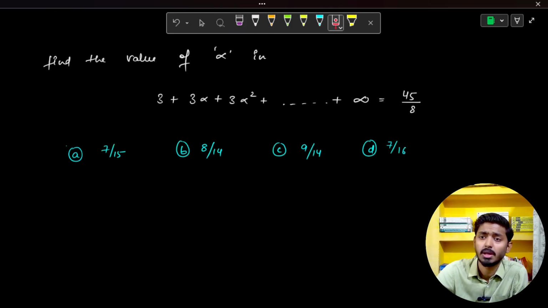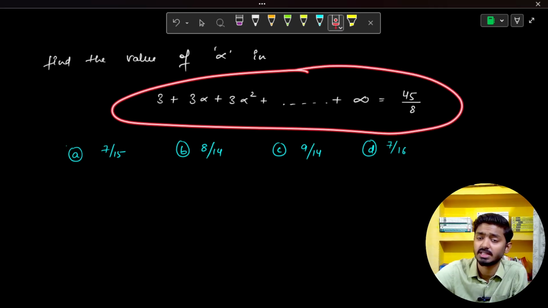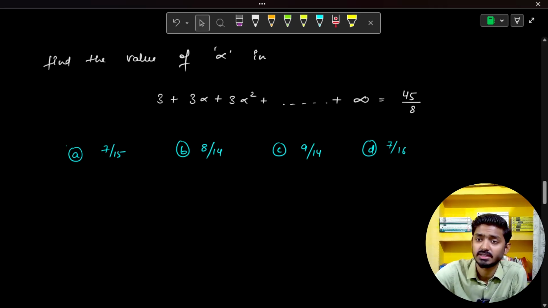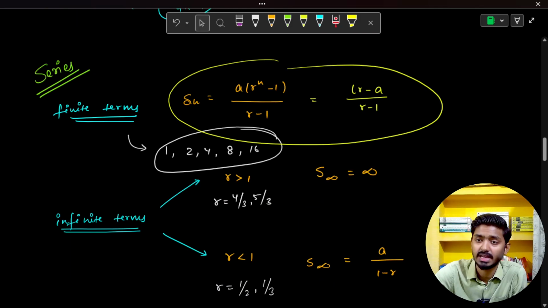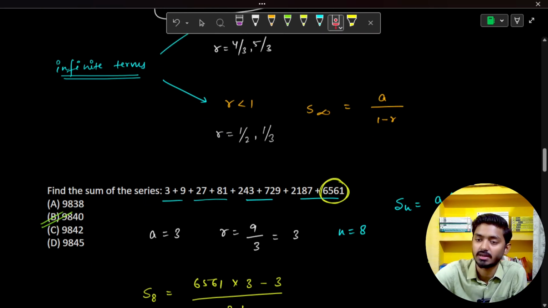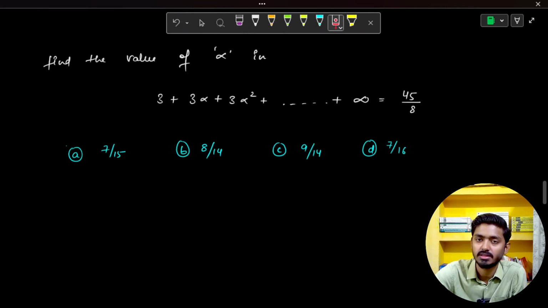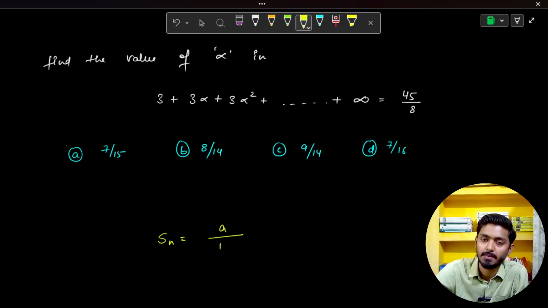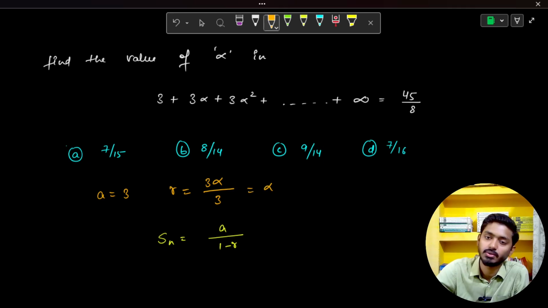Similar question, but over here it is an infinite series, and for an infinite series we learned the formula for the sum to be a by 1 minus r. So we'll write the formula: S equals a by 1 minus r. It is very clear over in here that the first term a is 3. And the common ratio, how do we calculate it? Take any term and divide it by the preceding term. You get alpha, right?